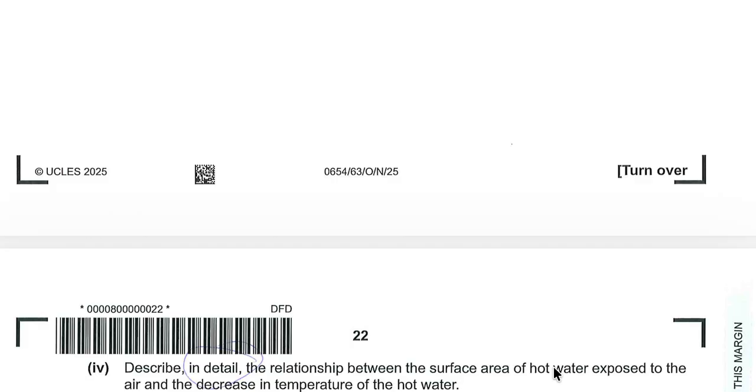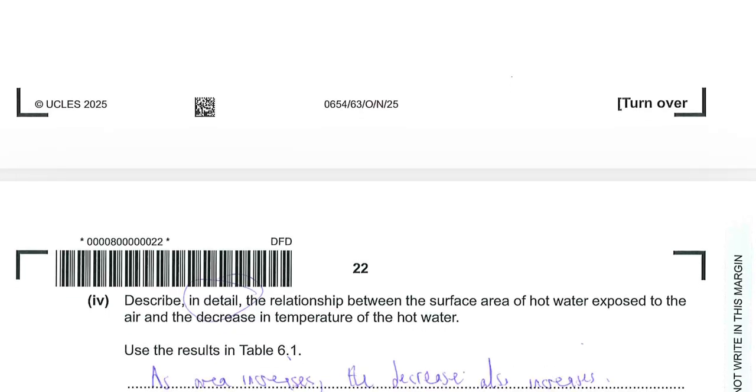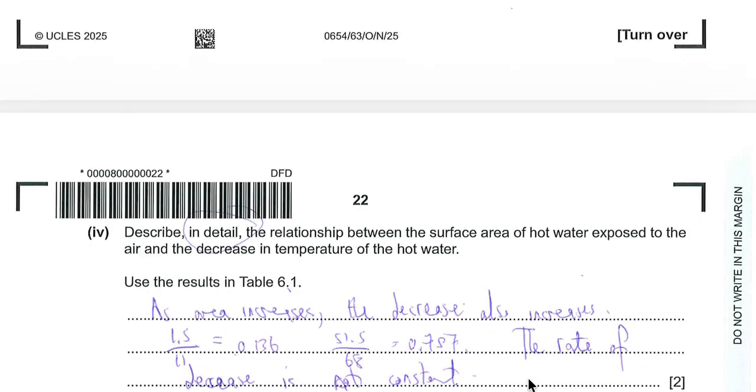Now, what you'll have noticed in the question is that as area increases, the decrease in temperature also increases. So we've got increased area, increased change in temperature. I don't like using the word decrease here because we've got decrease and increase. It can get quite confusing. The change is increasing. And to give a bit more detail, what you could say is, well, let's look at the ratio.